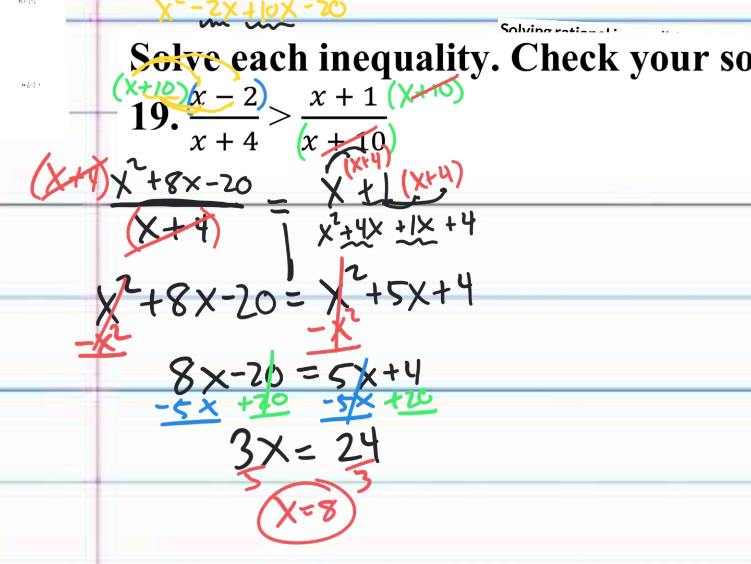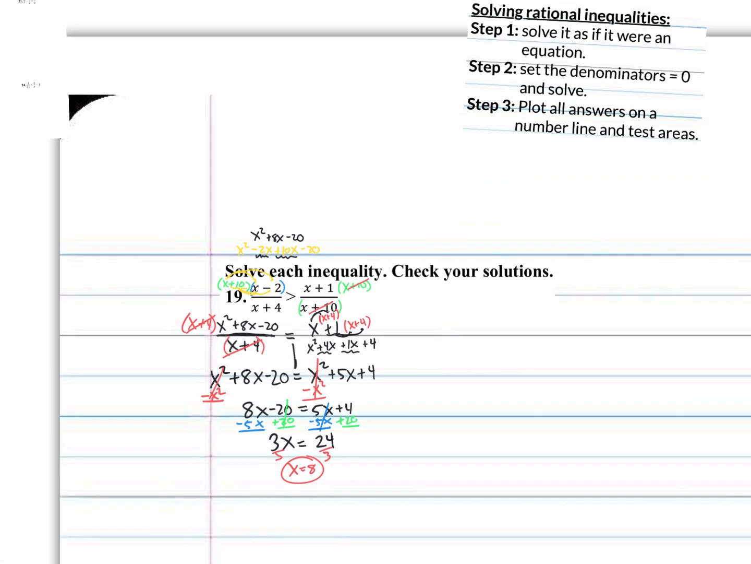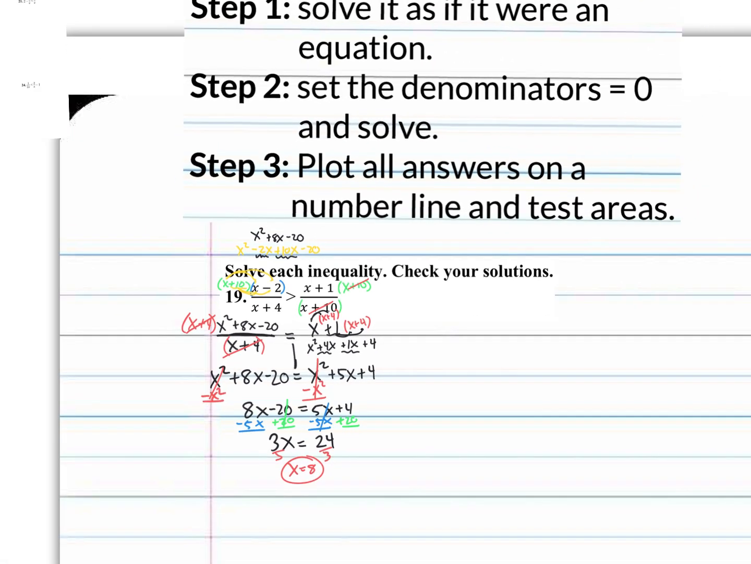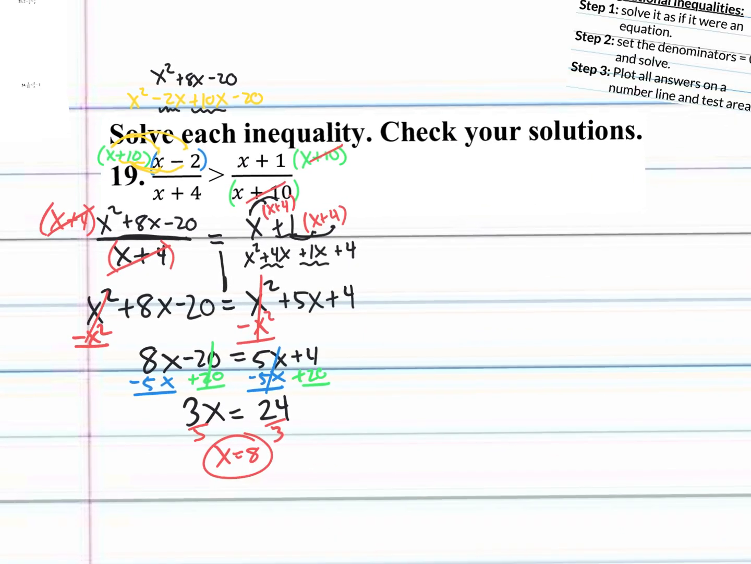Got it? That was barely step 1. Dang. Let's move on to step 2. What is step 2? It says right here, let me zoom out. Step 2, set the denominators, because there's more than one denominator, of the original question, set it equal to 0 and solve. And then we plot all of our answers on the number line.